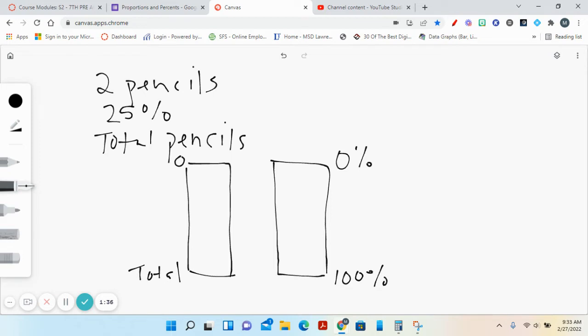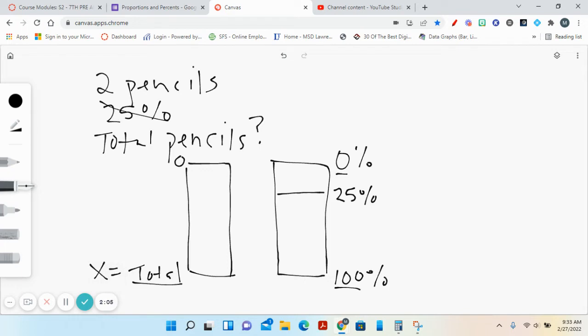So 2 pencils. Let's skip that for a second because there's always going to be one where you wonder where that one goes. So we'll come back to that one. Let's look at 25%. If we're going from 0 to 100, I think 25% is going to be about right here. All right, so we've got that one. Then it's asking how many total pencils we have. We have a total over here. We don't know what it is, so we're going to set that to X.